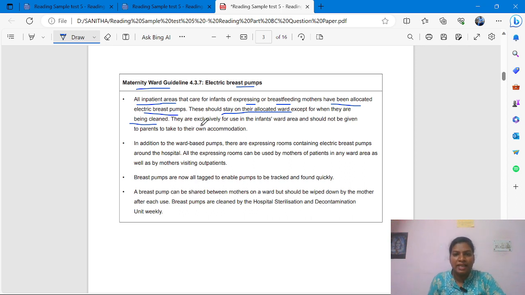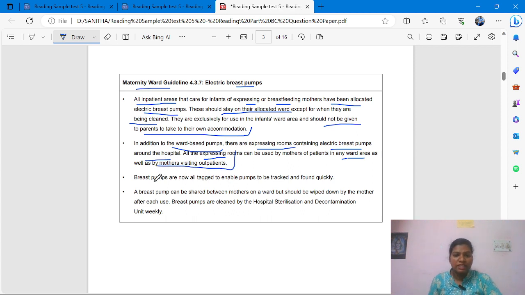Okay, they are exclusively for use in the infants ward area and should not be given to parents to take to their own accommodation. In addition to the ward-based pumps, there are expressing rooms containing electric breast pumps around the hospital. All the expressing rooms can be used by mothers of patients in any ward area as well as by mothers visiting outpatient.